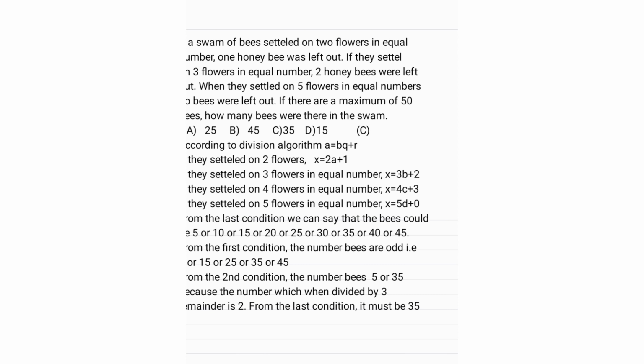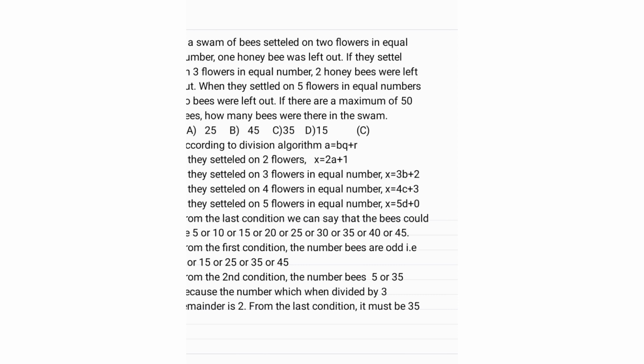If a swarm of bees settled on 2 flowers in equal number, one honeybee was left out. If they settled on 3 flowers in equal number, 2 bees were left out. And when they settled on 4 flowers, 3 were left out. When they settled on 5 flowers, no honeybee was left out. If there are a maximum of 50 bees in the swarm, how many honeybees were there in the swarm exactly?